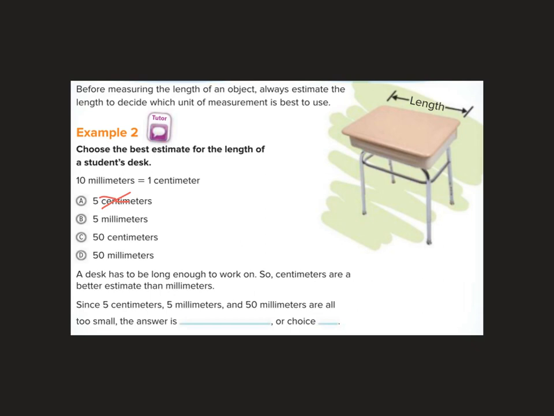5 millimeters, is it about the thickness of 30 pieces of paper? No. 50 centimeters, yeah, I'd go with that. Because 50 millimeters are equal to 5 centimeters, and we already crossed out 5 centimeters, so we know it's not going to be that either. If you took your pinky and laid them next to each other, about 50 of them would be the length of your desk. The others are too small, so the answer is 50 centimeters or choice C.